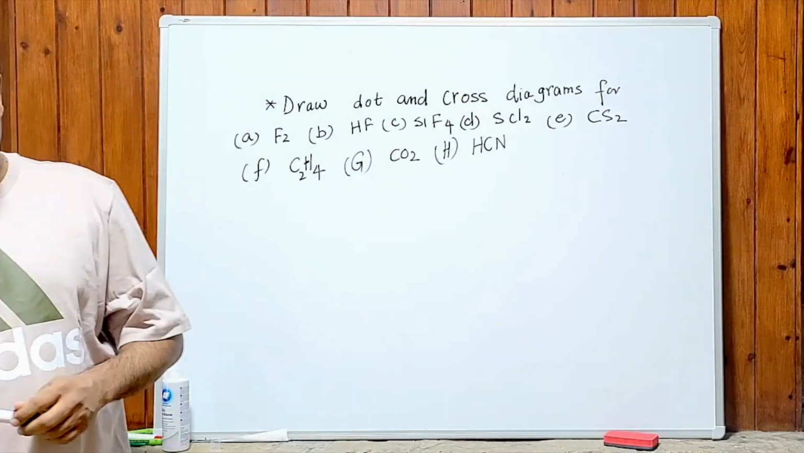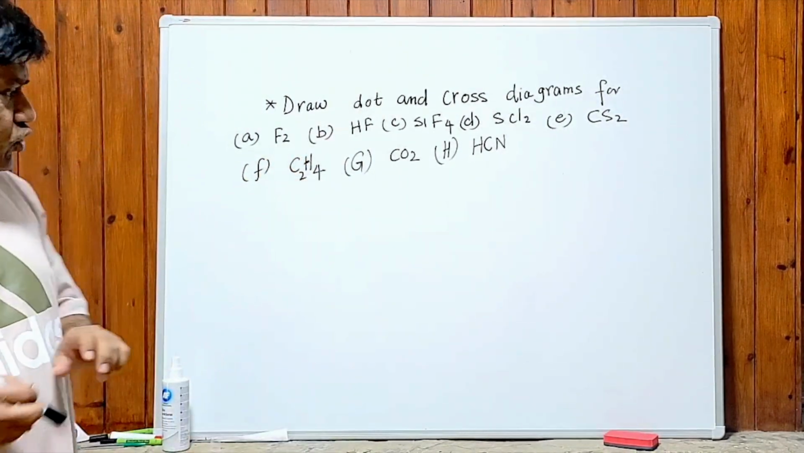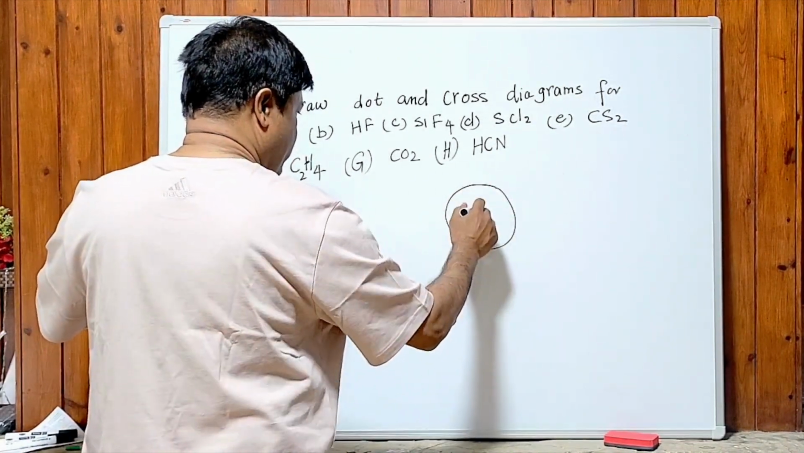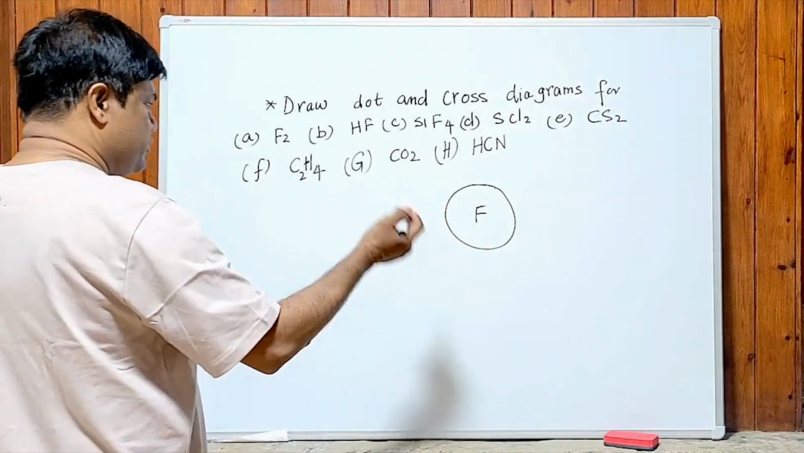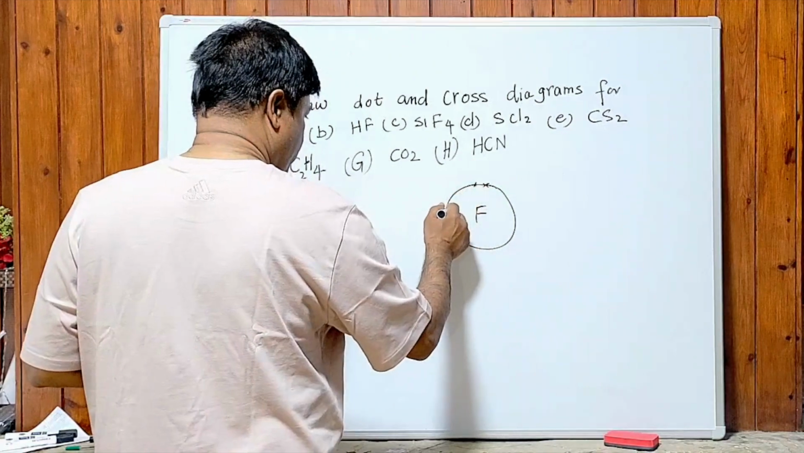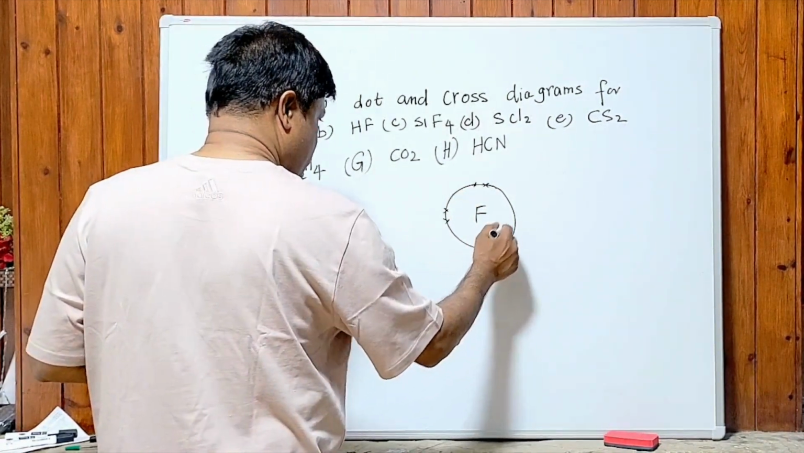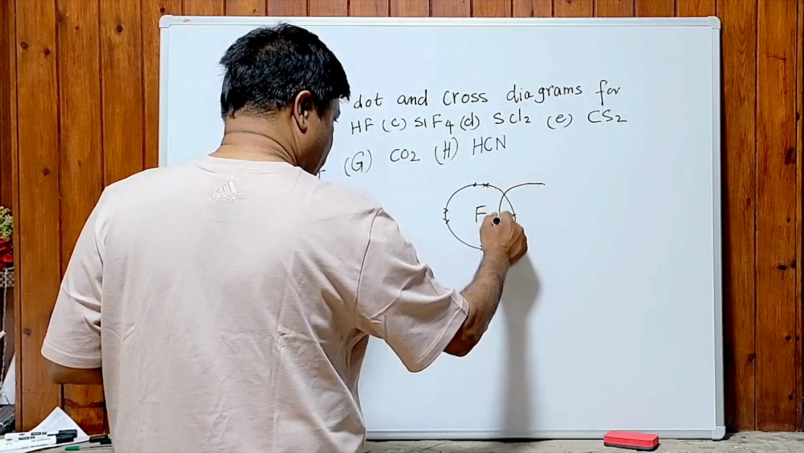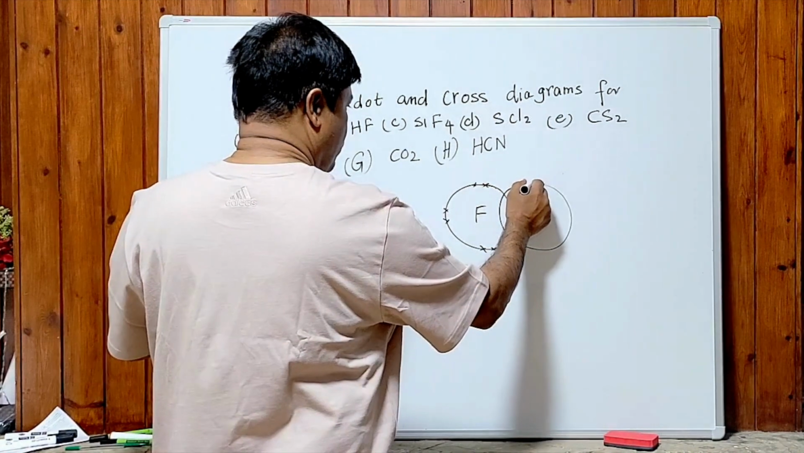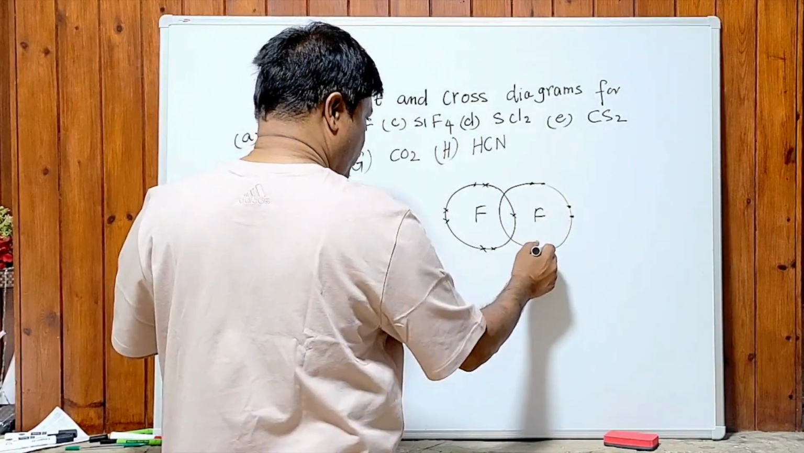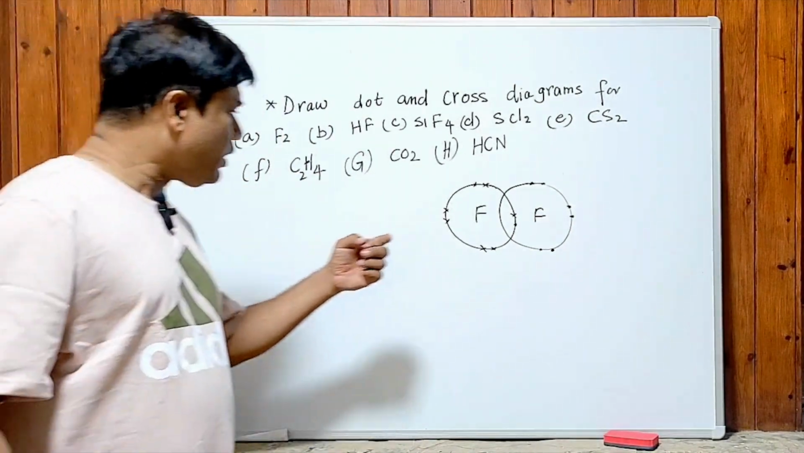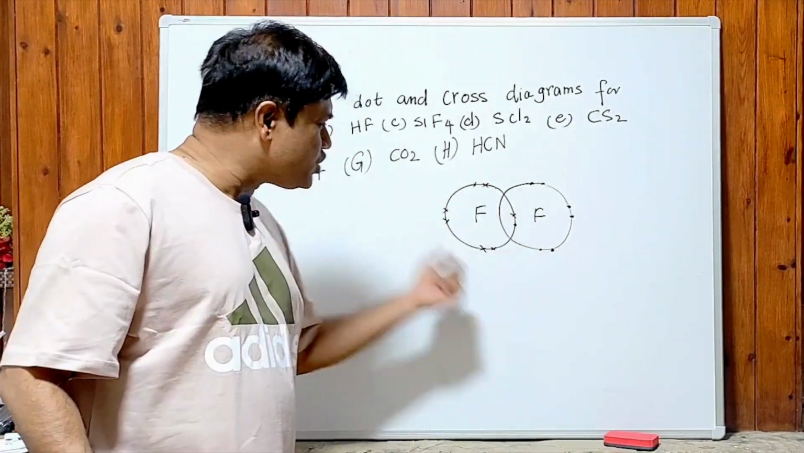Okay, do you want to try it? Fluorine molecule, easy though. Fluorine has how many electrons in the outer shell? 7. Fluorine is from group 7. Dot 1, 2, 3, 4, 5, 6, 7, and one more fluorine, which has 7 electrons. After sharing, they have 8 electrons in the common shell.